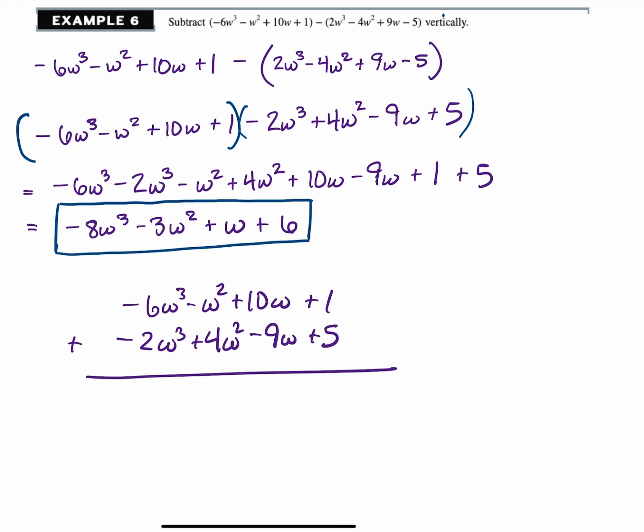And we can add these vertically, meaning we'll just add the vertical columns. So starting on the right, 1 plus 5 gives us 6. Then we have 10w minus 9w, so plus 1w. Minus w squared plus 4w squared, so plus 3w squared. Oh yeah, that should have been a plus up here, looks like. So plus 3w squared. And then minus 6w cubed minus 2w cubed will give us the minus 8w cubed.